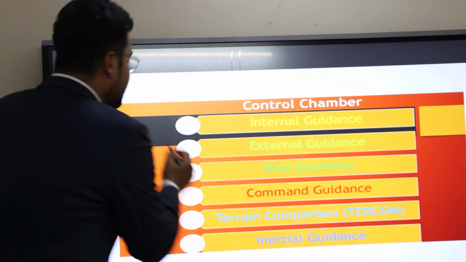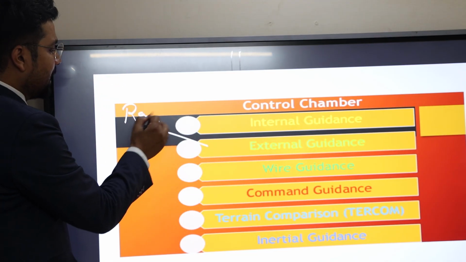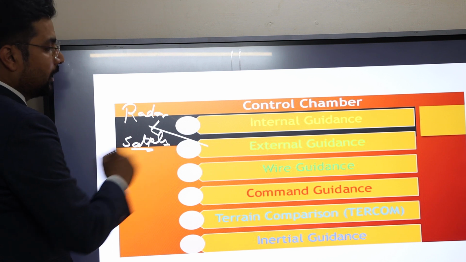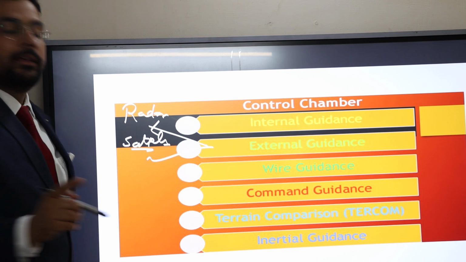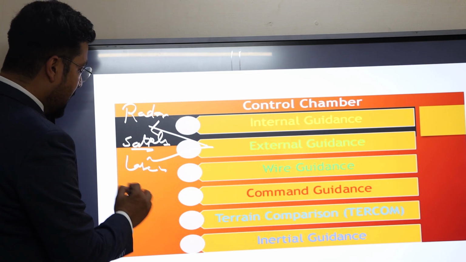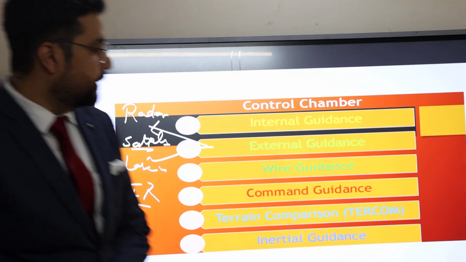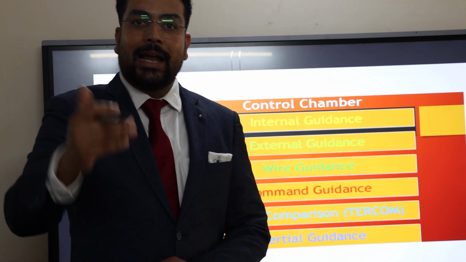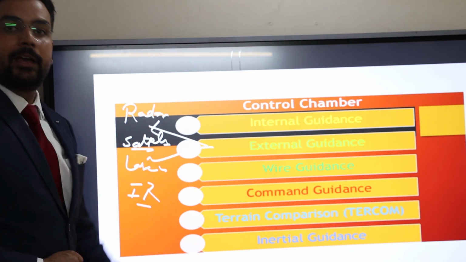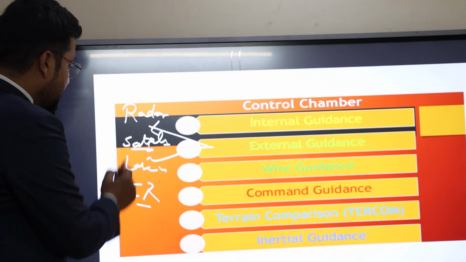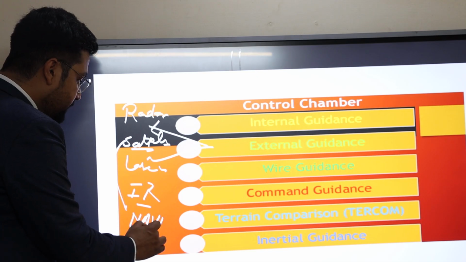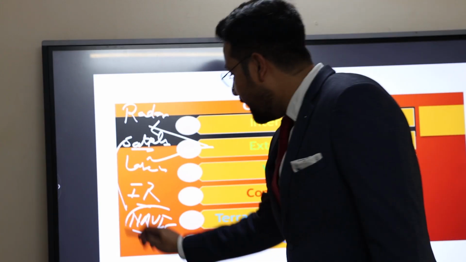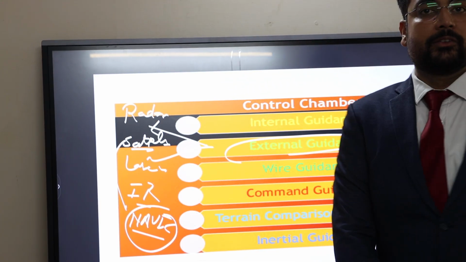In India, we utilize radar, satellite, laser and IR, infrared systems for the external guidance. Infrared is used for the internal guidance, while laser, satellite and radar systems provide a higher precision level. You must have heard about the satellite system of India called NAVIC, which is almost equivalent to the GPS of the USA, and this NAVIC is utilized to control the missile externally.